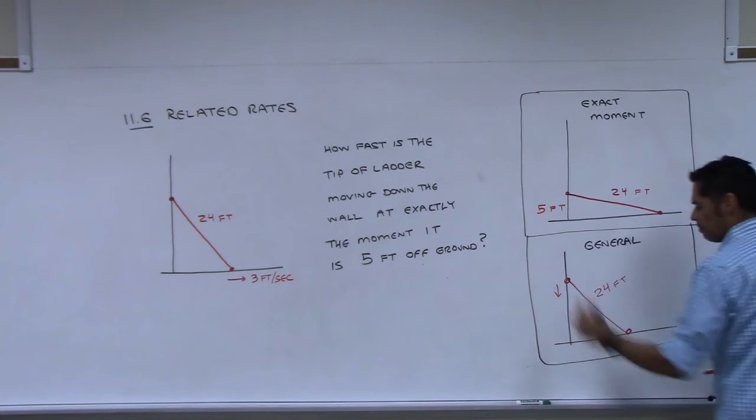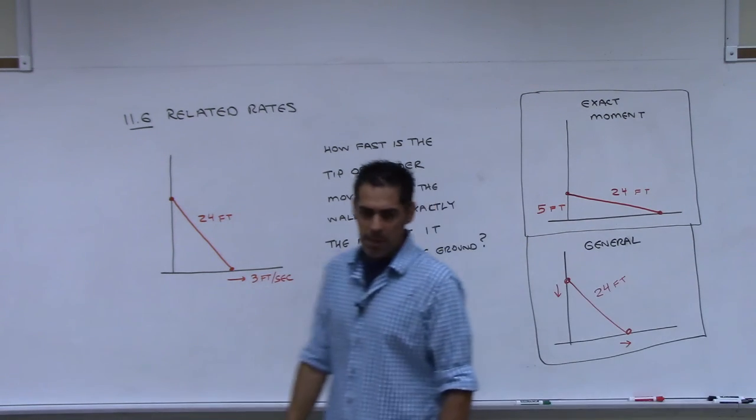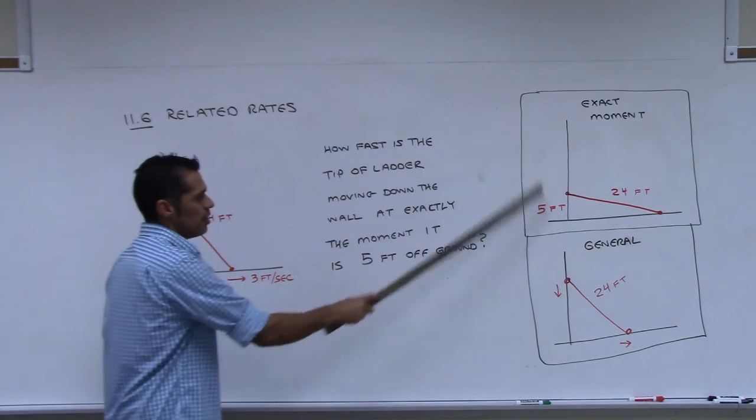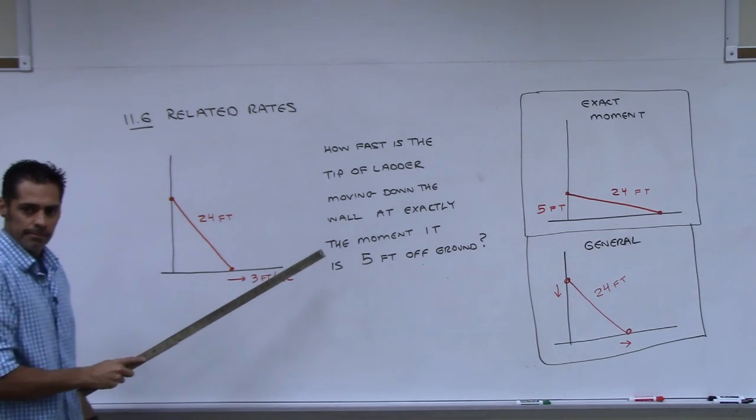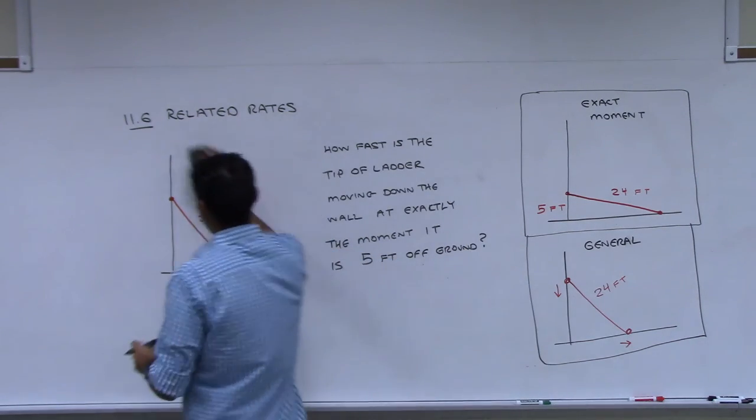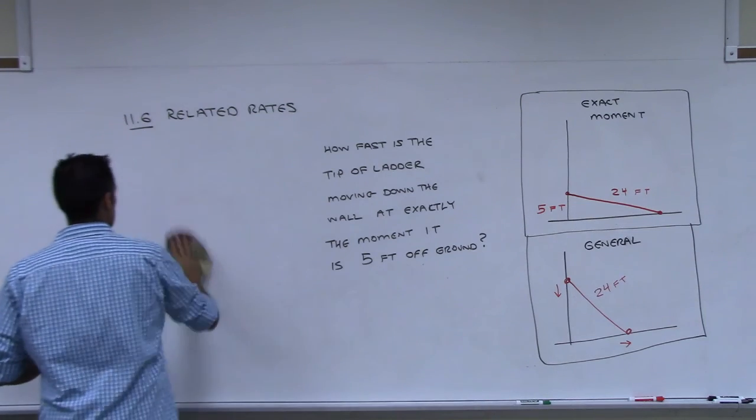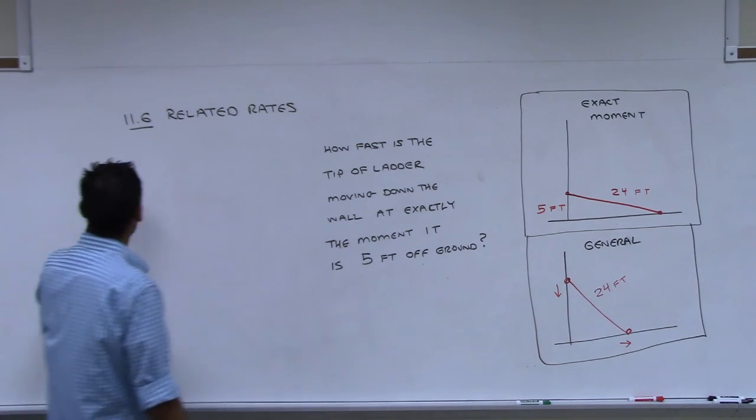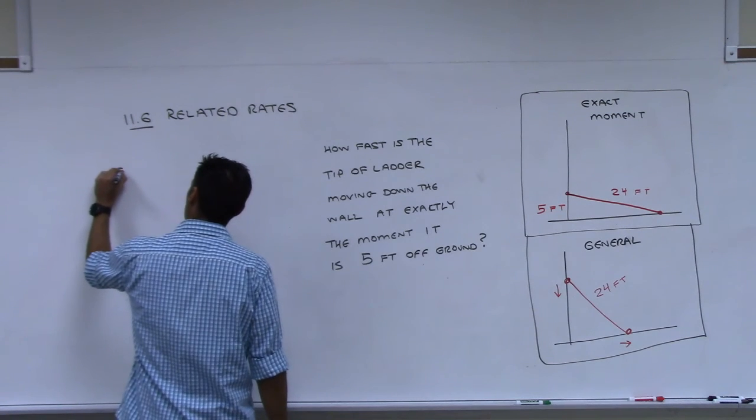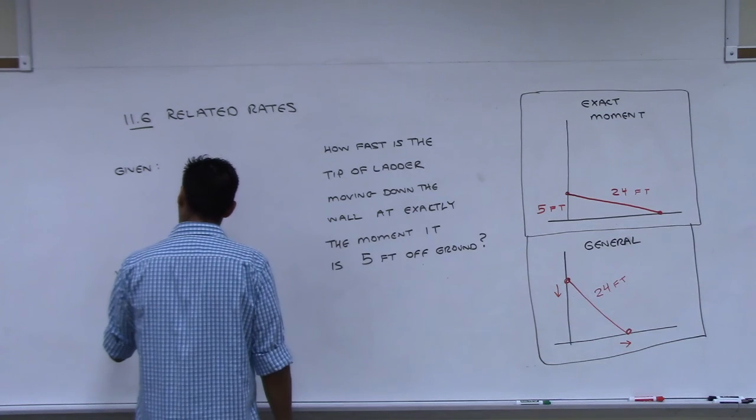This is how I do most related rate problems. I draw a general picture where everything's in motion, and I draw an exact moment snapshot picture. So I've got two pictures, and I've got the question that's being presented. With me? What we're going to do now is try to identify two things. We're going to find what information we're given in the problem, and what it is that we want.